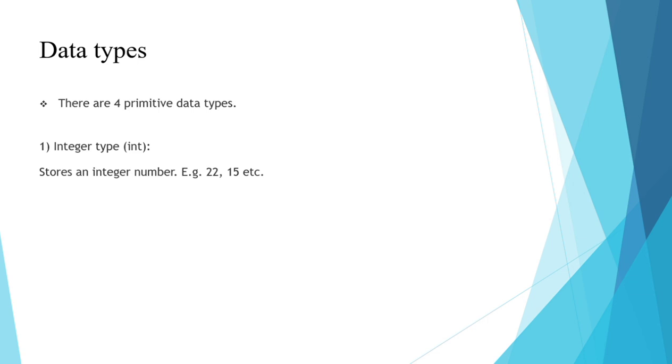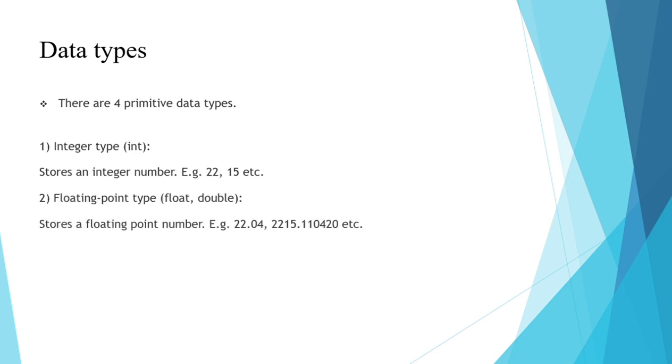For example, int number = 22. Floating point types, float, double. These data types are used to store numbers that have a decimal point, floating point numbers. Float stores single precision floating point numbers. For example, float number = 22.04.